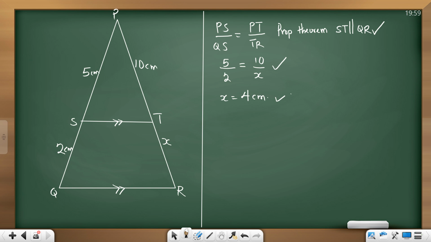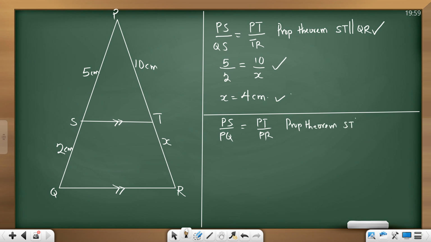Let's check something. Will I be correct if I say PS over PQ? You want to tell me the movement? PS over PQ? What would I have? Oh, PT over PR. It's the whole length. All right. Again, what would I write? Prop theorem. What are we looking at? ST parallel to QR. Let's see if we're going to get the same answer.